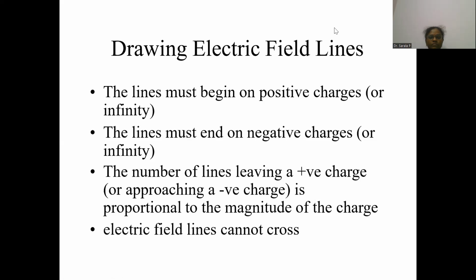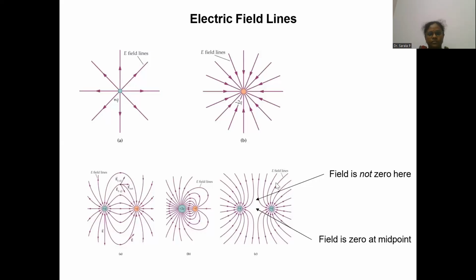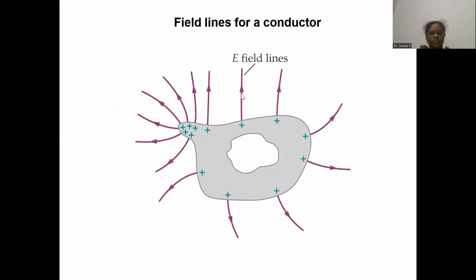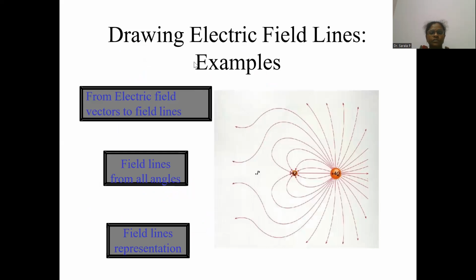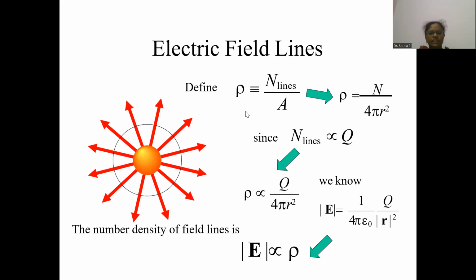Here the electric field lines are showing starting and ending. So the field is not zero here. Here the field is zero because there is no field over here. The electric field lines, in this way, there is a positive charge, then it is going to end at infinity. Now see here, a positive charge and a negative charge. The lines are going to leave from the positive charge and end at the negative charge.